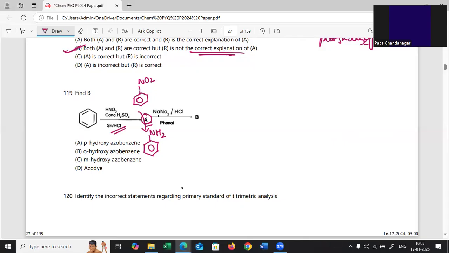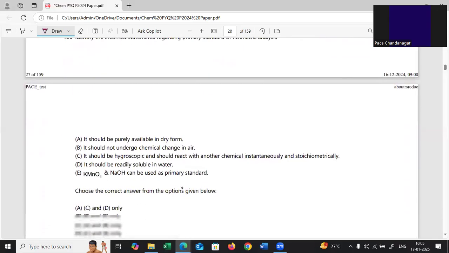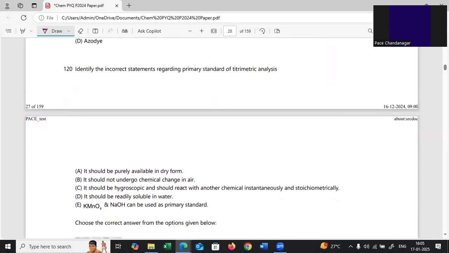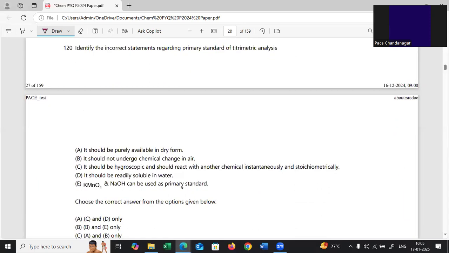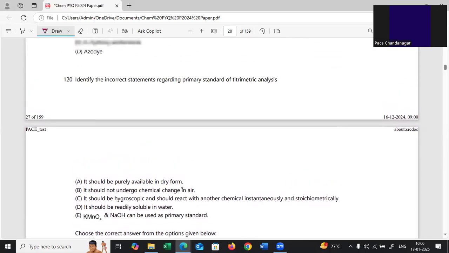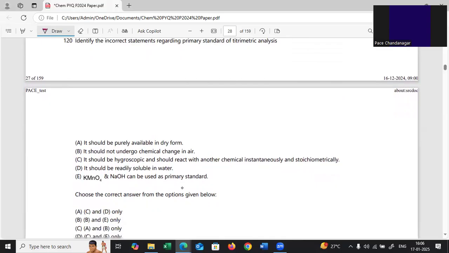Aniline with NaNO2 and HCl will definitely give you N2Cl. N2Cl will definitely be your diazo salt. Diazo salt. Option A, p-hydroxyazobenzene, diazo salt. Next, identify the incorrect statement regarding the primary standards of titrimetric analysis.